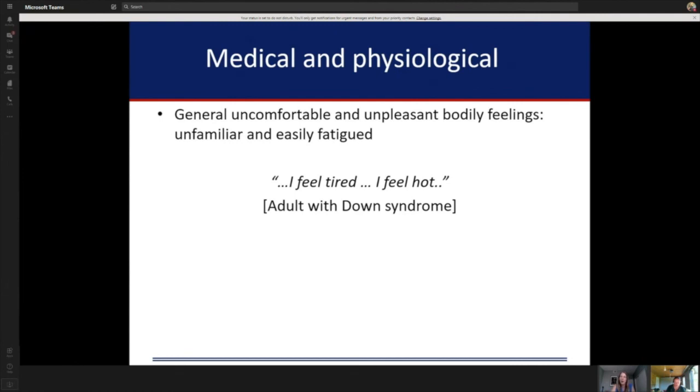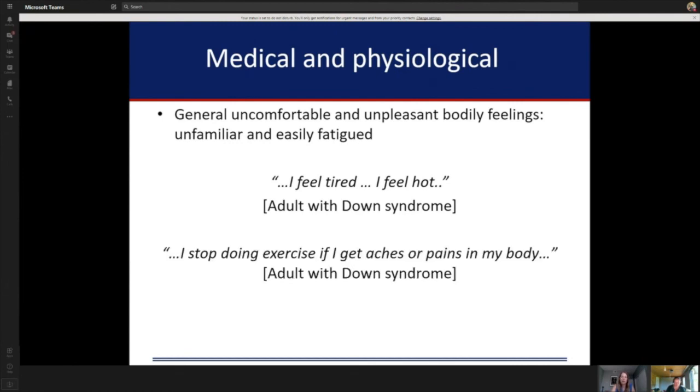So they complain, I feel tired, I feel hot. I stop doing exercise if I get aches or pains in my body. So with strength exercise, if you get some sore muscles afterwards, we know that's normal. But if you don't know that, you don't know how to interpret that information. So I think it's important to help people with Down syndrome and learning disabilities be more familiar with and educate them about what exercise does to the body.